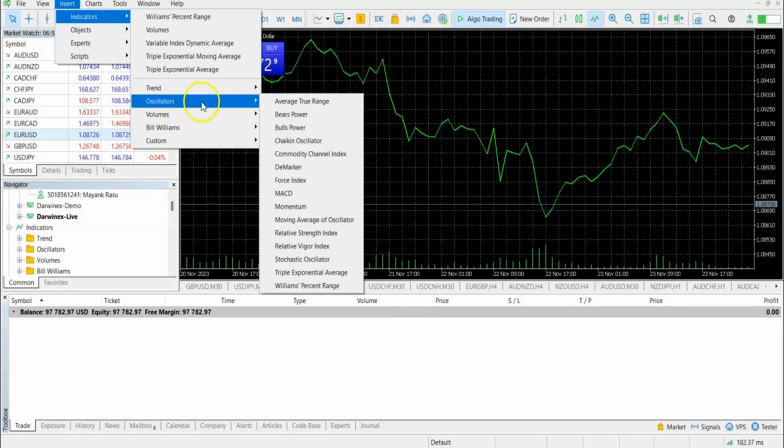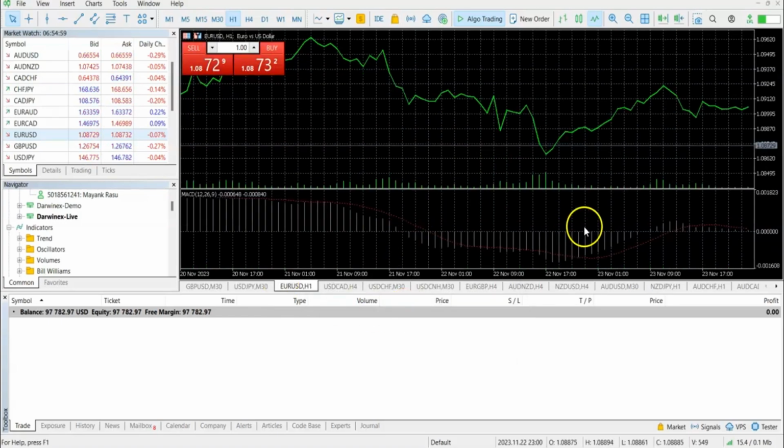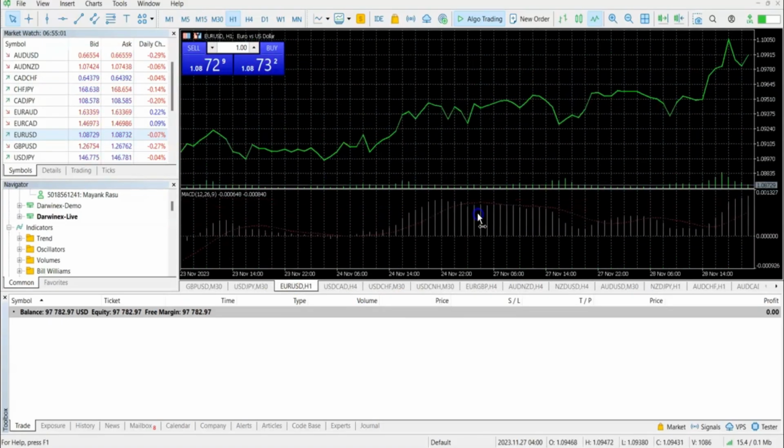Let's go with a popular one. So let's use an MACD oscillator. Let's go with the default parameters 12, 26, and 9. We have already discussed MACD in the technical indicator sections, so hopefully you have a fairly good understanding of this. So click on OK. And this is my MACD indicator.